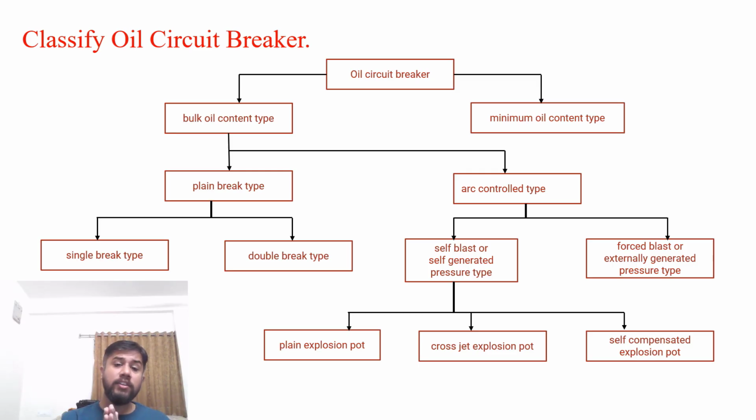Again, self-blast or self-generated pressure type circuit breakers are classified into 3 categories: first is plain explosion pot, second is cross-jet explosion pot, and last is self-compensated explosion pot type. So this is how we can classify oil circuit breaker, and this arrangement is made in a chart type so that you can remember very easily and effectively.